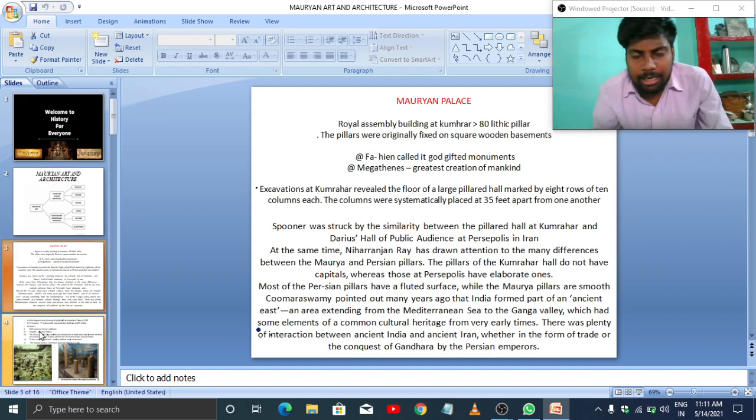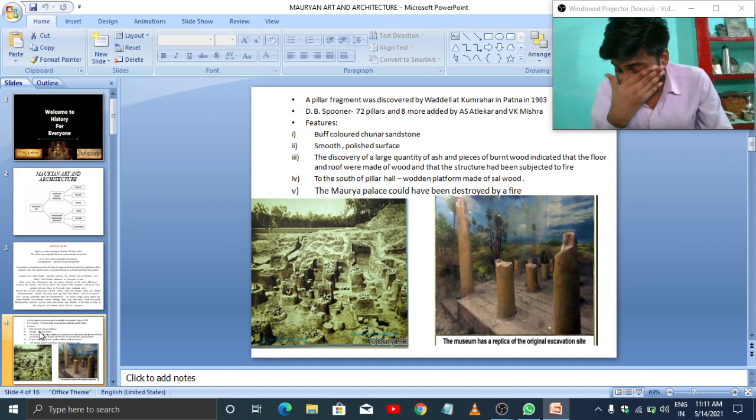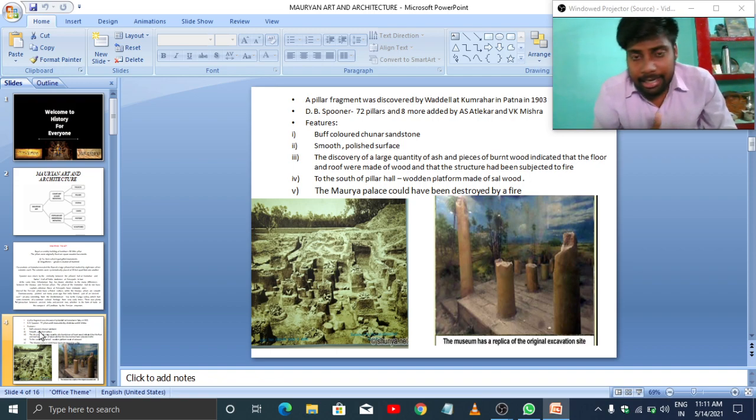Now, when we talk about the Mauryan pillars, they were discovered by many archaeologists. One of the prominent archaeologists was D.B. Spooner, David Brainard Spooner, and he discovered 72 pillars during excavation. Another was A.S. Altekar, Anant Sadashiv Altekar, who also discovered eight, and later pillars were discovered by B.K. Mishra. Waddell has also contributed in discovering pillars. The Mauryan palaces were located at present-day Kumrahar in Patna.